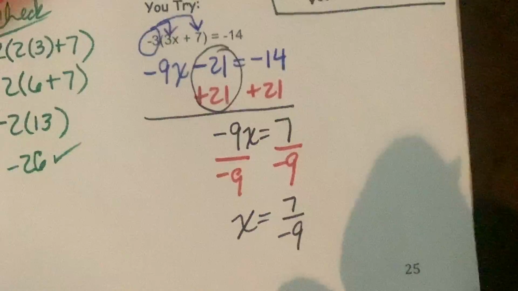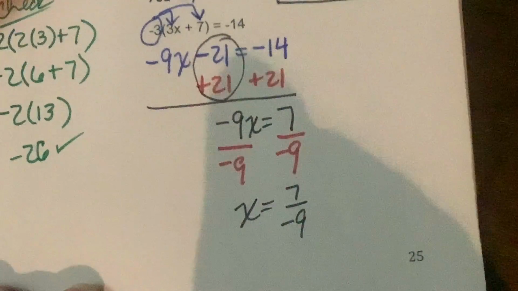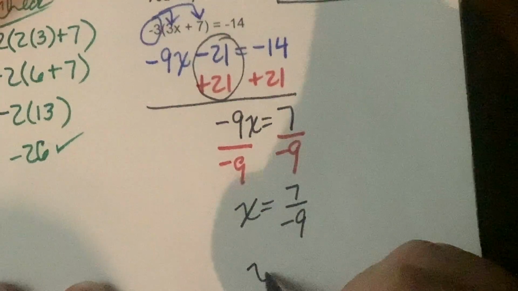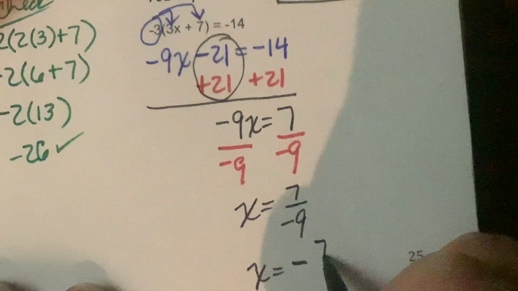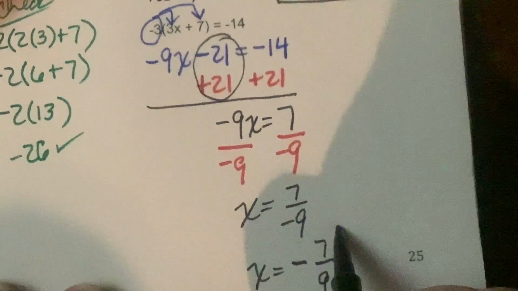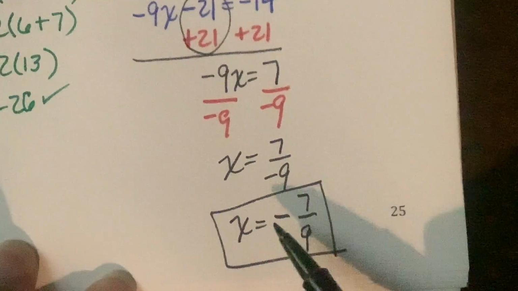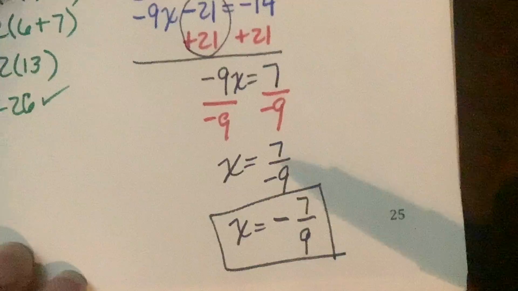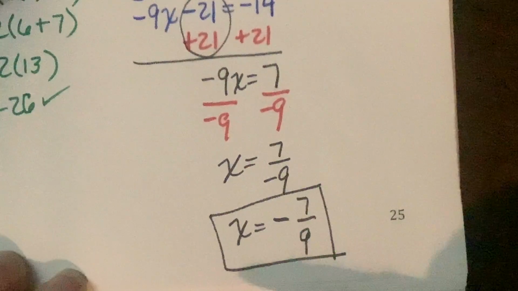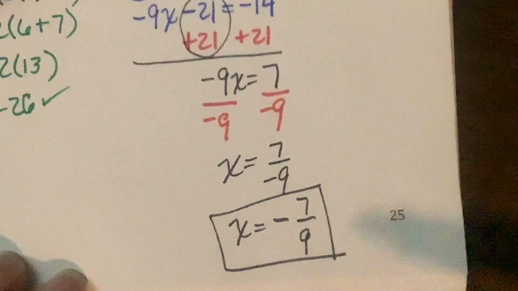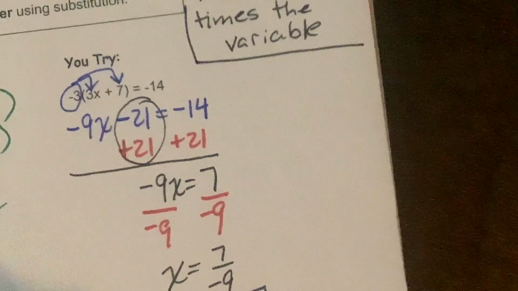Now I could write it like that. That's fine. Or I kind of like this way a little bit better, where it's x equals, and I put the negative in front, and then 7 over 9. So that means the whole thing is negative. And that negative sign could go with the numerator, it could go with the denominator. Remember, when you divide by a negative, your answer is negative. It doesn't matter which number is negative. So I kind of like that better, but it's okay. Doesn't matter either way. All right, let's check this baby.